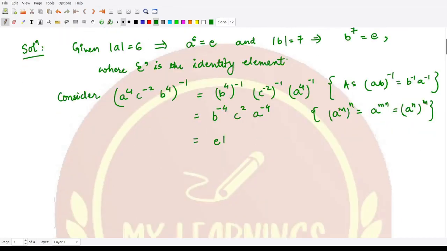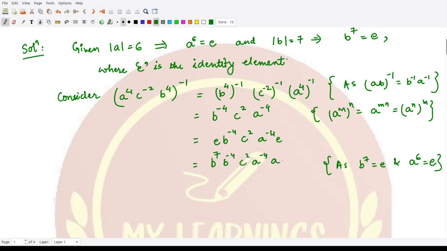Now there is no issue, we can write one identity element here and here as well, correct? Now because you know B raised to power 7 is E and A raised to power 6 is E, therefore in place of the first identity element E, you can write B raised to power 7, all the other elements as such, and in place of the second E, you can now write A raised to power 6, using this given condition of the order of the element. So using these two conditions, we can simplify the powers.